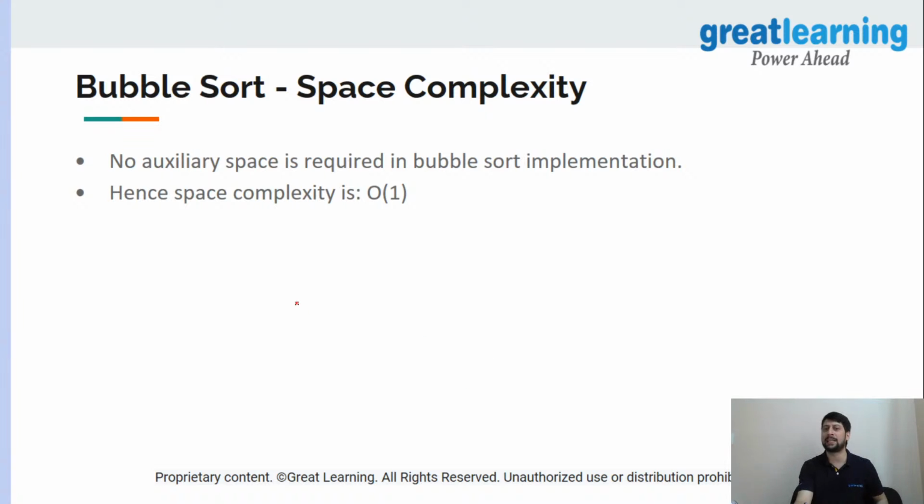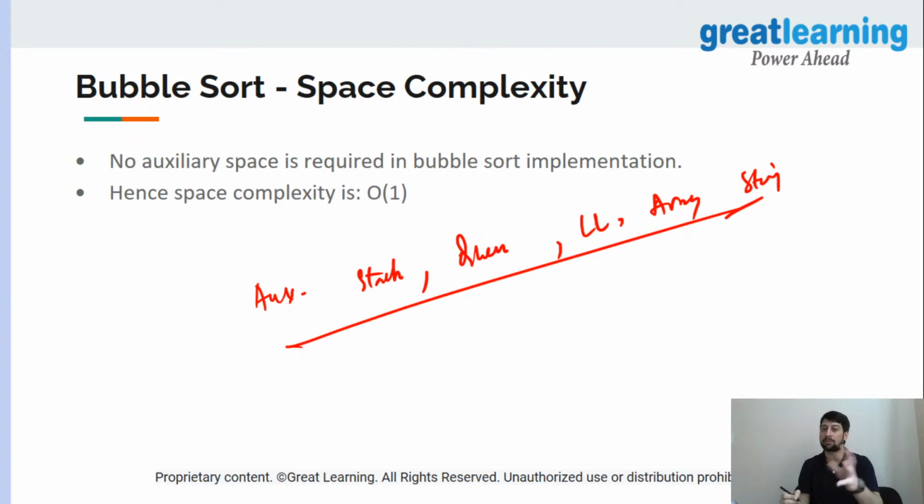Since you are not using any auxiliary memory, can be in the form of stack, it can be in the form of queue, it can be in the form of linked list or an array or a string that is of n size, the number of elements. So since you are not using any of these auxiliary memories, your space complexity will be constant. Okay, we'll also talk about some cases where you are not using any extra memory, but still your space complexity will be big O of n. We'll talk about those cases as well in this session.